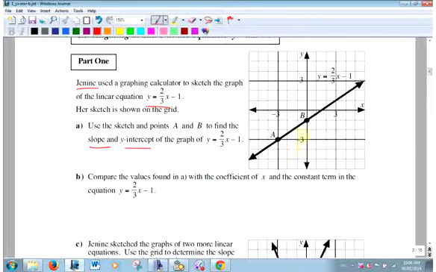Well, here's A and B. You can use any points. I could have used that one too if I wanted, right? You know how to do this. I hope you remember. Make yourself a little triangle.